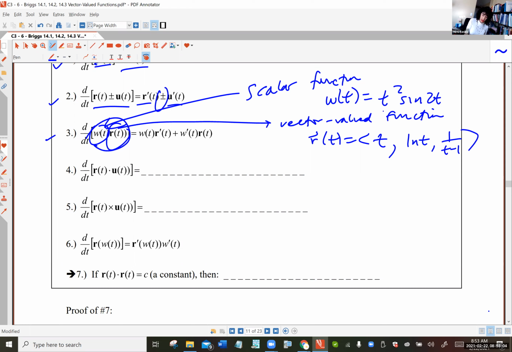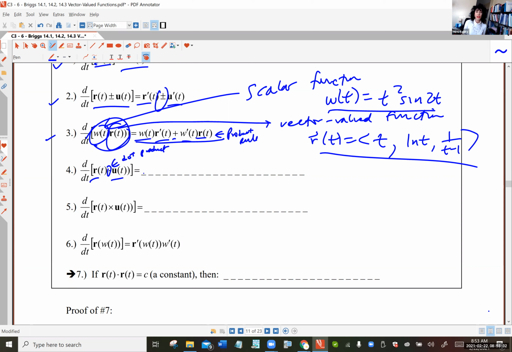What if you were multiplying a scalar function with a vector valued function, and they said, take the derivative? You would use the product rule. See the product rule in action there? So you'd have your scalar function times r prime, plus the derivative of your scalar function times r of t. Now this is a dot product right here. That is a legit dot product because you're multiplying a vector valued function with a vector valued function. So there's two ways to do that problem.